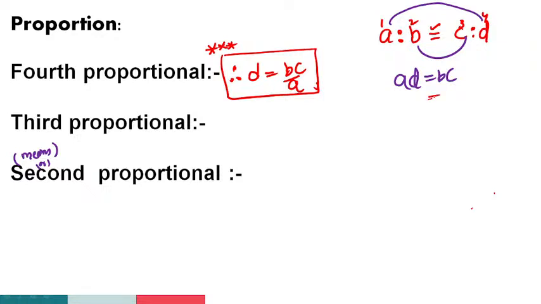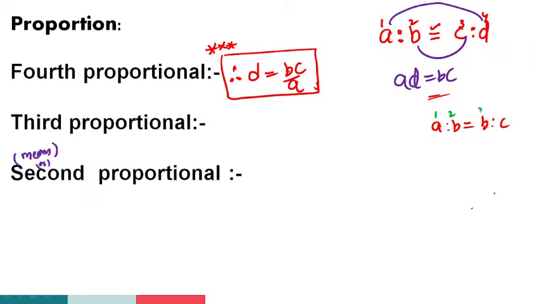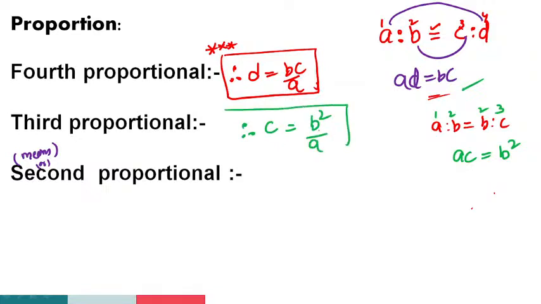Right. For example, A is to B is equal to B is to C. And third proportion means here we don't need D. So 1, 2, 2, 3. Third proportion means we have to find out the C value. What is the proportion formation? AD is equal to BC. So look like this: AC is equal to B into B, B square. Third proportion formula. Third proportion means find out the C value. C is equal to B square by A. So this is the third proportion formula.